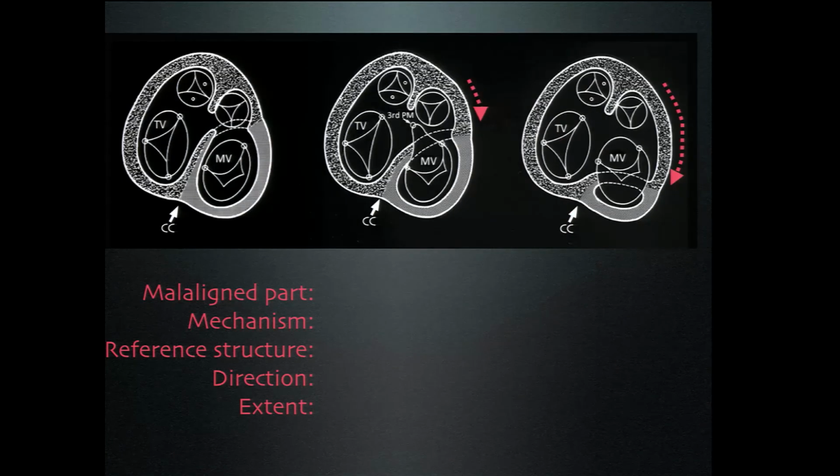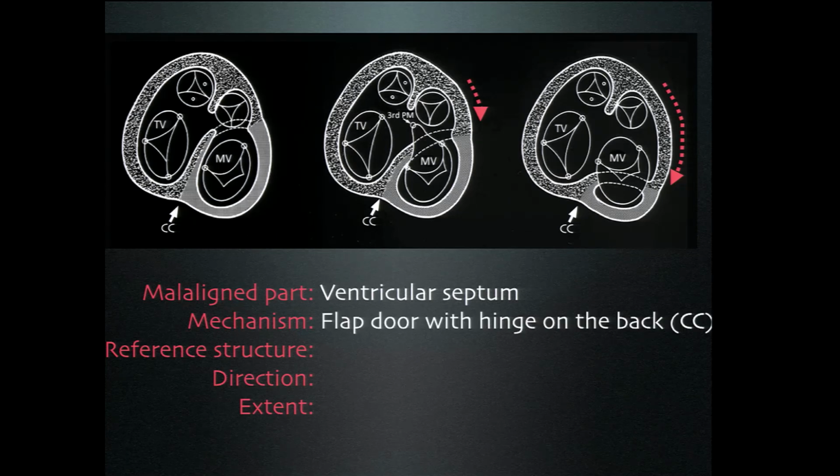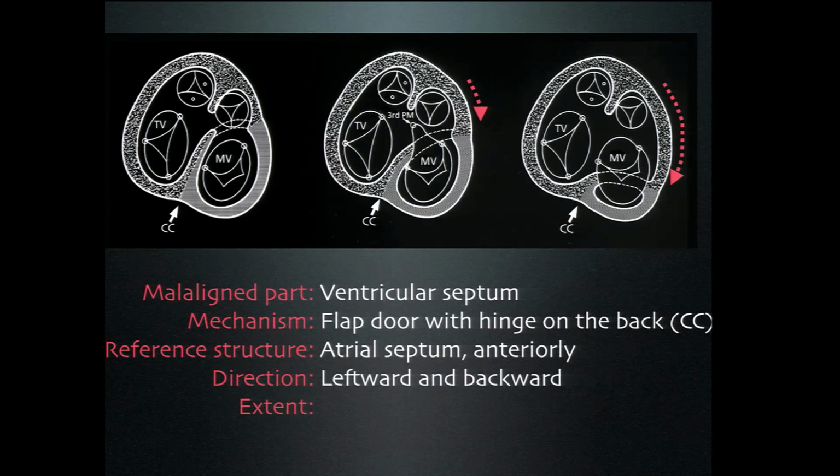Mitral valve straddling usually occurs in the morphology of transposition. The malalignment part, again, is the whole ventricular septum. The mechanism is a flap door with a hinge on the back at the crux cordis. The reference structure, again, is the atrial septum, not the ventricular septum. The direction is leftward and backward, and the extent can be minimal versus 100% overriding of the mitral valve. Okay, I want to stop here. Thank you very much for your attention.